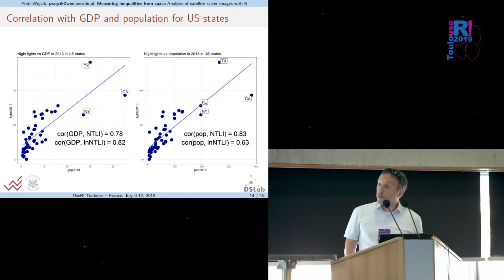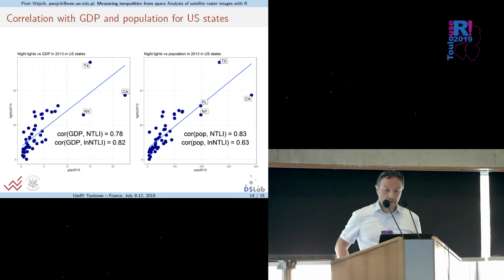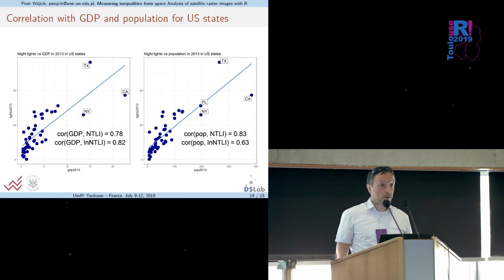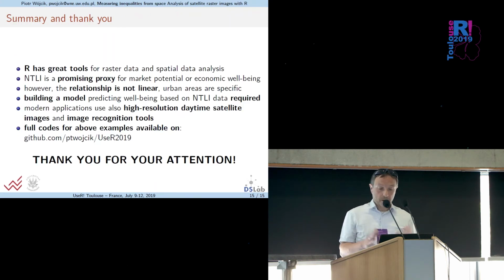When you perform this analysis for US states, it appears that the correlations are again quite strong, as strong as for European countries, up to 80%. Sometimes a log-linear relationship is found. That's why I also calculated correlations for a log of lights, but they are slightly weaker in most cases. So to sum up, R has great tools to analyze such data.